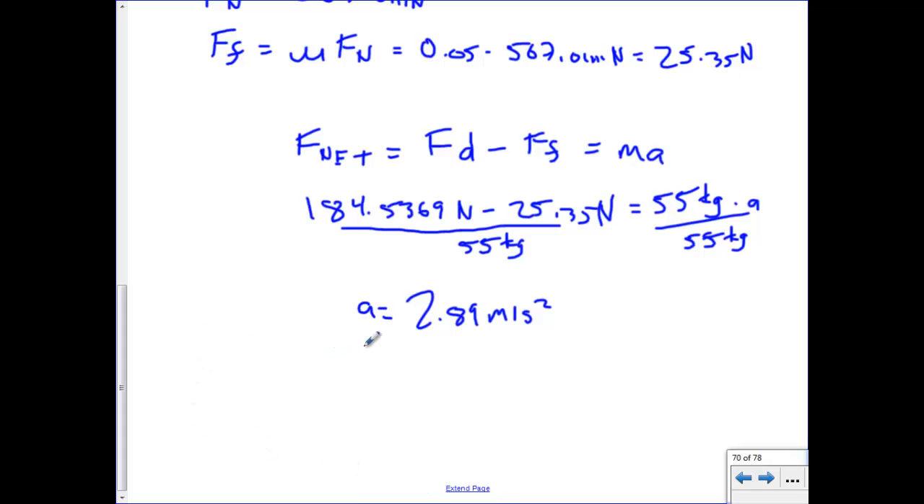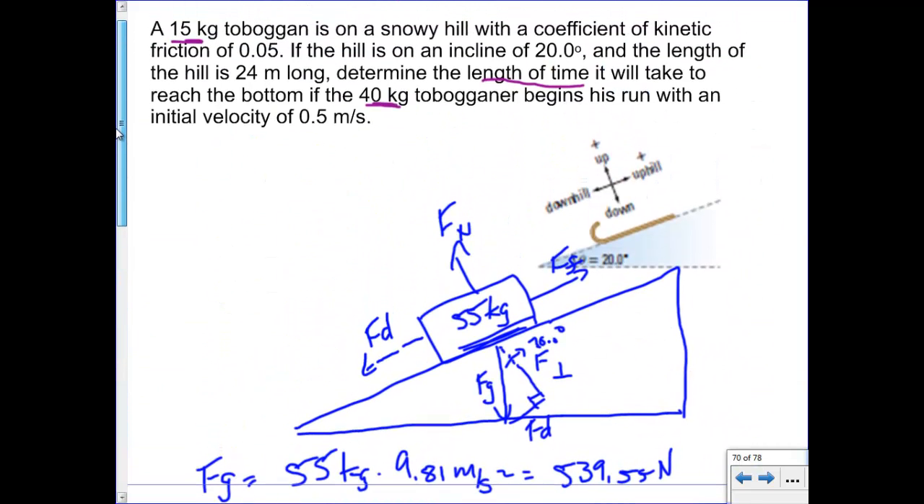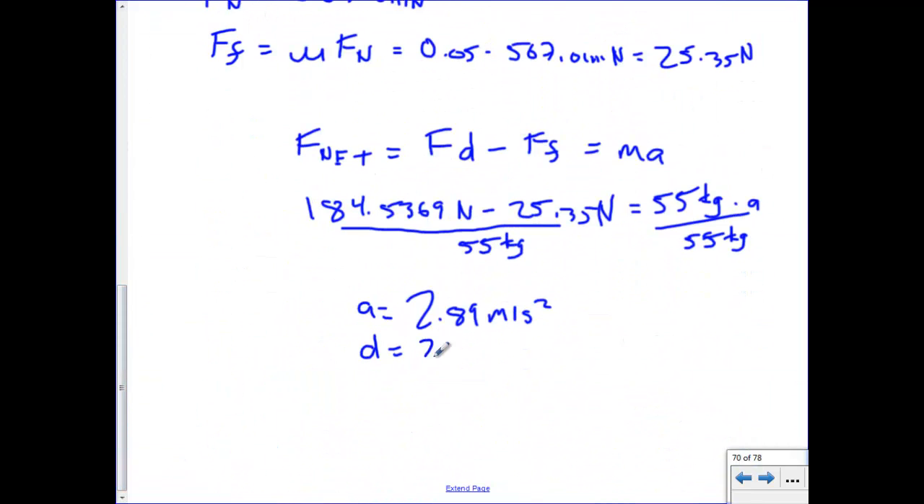Okay. Now we got to use the kinematics formula. We know acceleration. We know distance. Distance was 24 meters. And I gave you a velocity initial of 0.5 meters per second. The reason why I had to give you initial velocity is because it had to be kinetic friction, and you have to kind of get the toboggan going. You guys have probably been tobogganing before. You sit at the top of the hill and you sit there, right? You have to actually give yourself a nudge to get going. This is that nudge to get going.